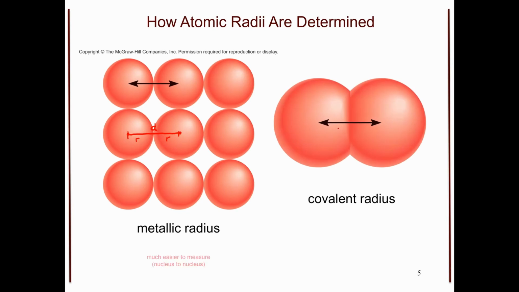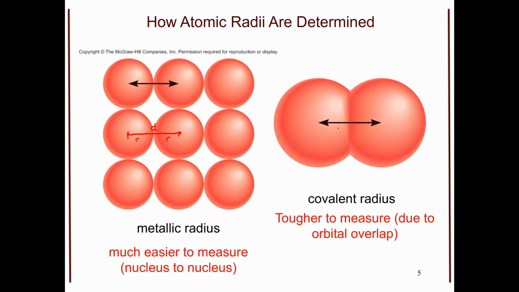For our covalent atoms, however, it is much more difficult. The reason why is that there is going to be orbital overlap, which we are going to see with the covalent bond in the next couple of chapters, and you'll notice that the atoms are a little smushed together. So what happens is that you're going to predict a radius that is slightly less than what you would expect in a free atom by itself.